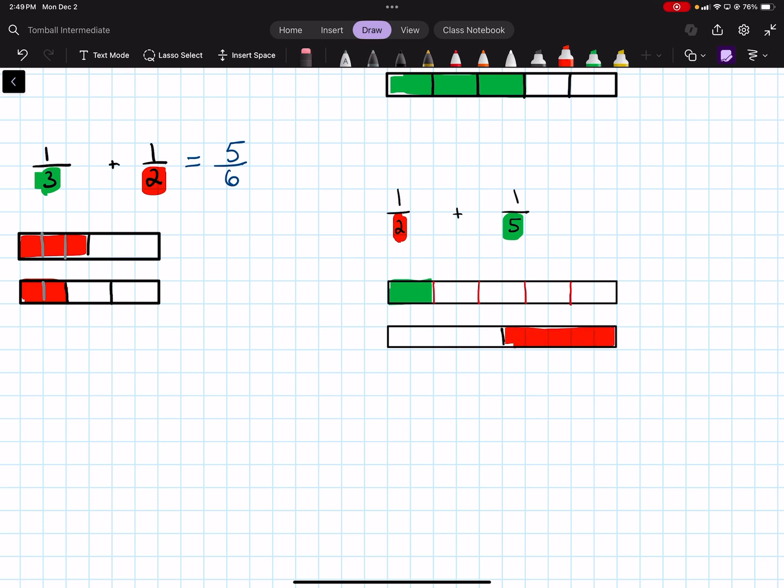So now I'm going to count how many of my graph paper squares I have. So I know that I have 1, 2, 3, 4, 5, 6, 7. So 1/2 plus 1/5 equals 7 tenths. And that's it.